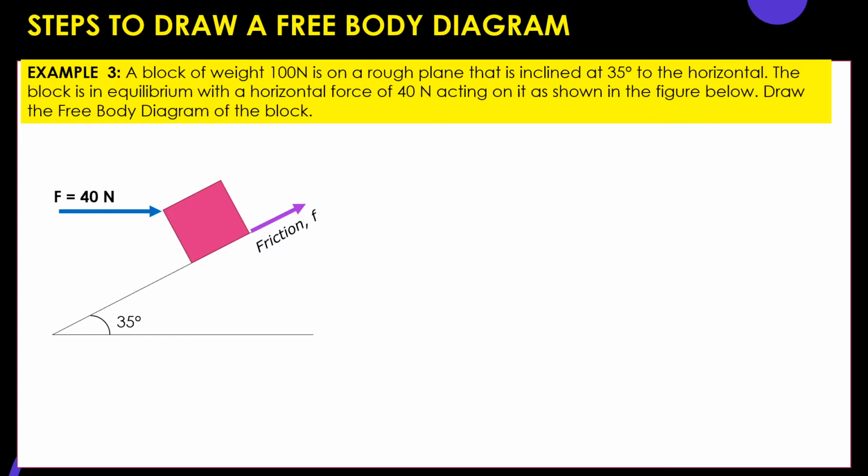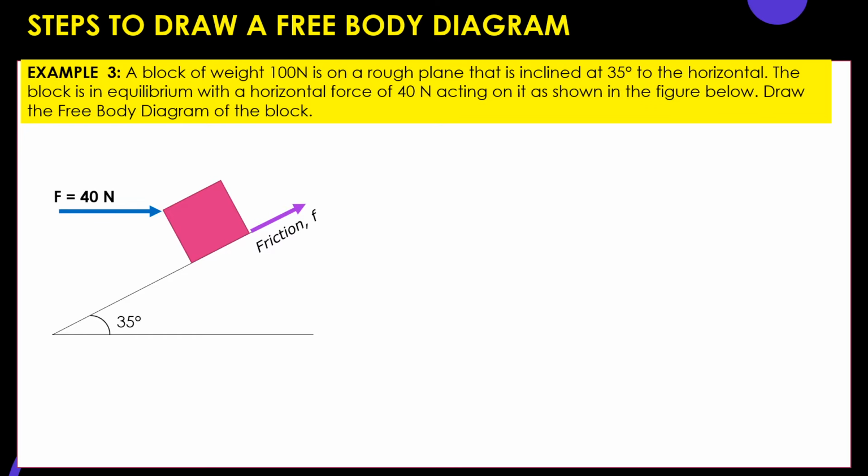Okay, so now, the question states that the block is in equilibrium. So remember that equilibrium means that the total force in x and y components is equal to 0. Okay, so why is the block in equilibrium? Because we have the horizontal force here. Kalau tak ada 40 Newton force ni, apa berlaku? This object maybe will slide downward in this direction. Dia akan bergerak ke bawah. Okay, so because of the 40 Newton force acting on the object, now the object is in equilibrium.